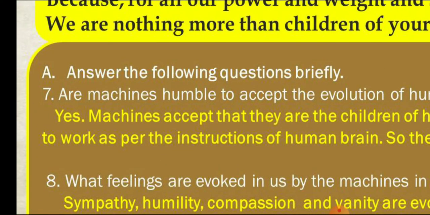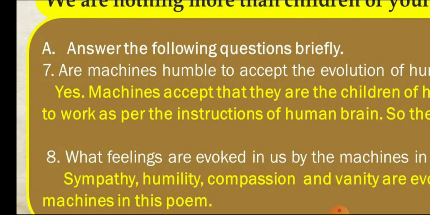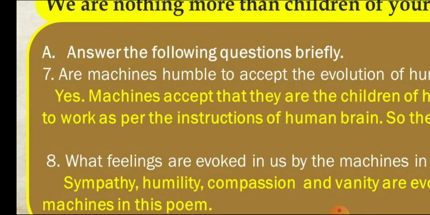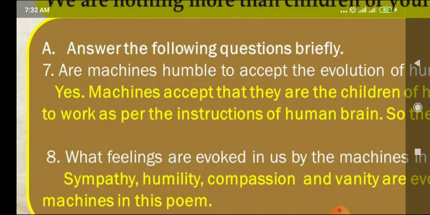Are machines humble to accept the evolution of a human brain? Why? Yes, machines accept that they are the children of the human brain. They have to work as per the instructions of the human brain. So they humbly accept it.